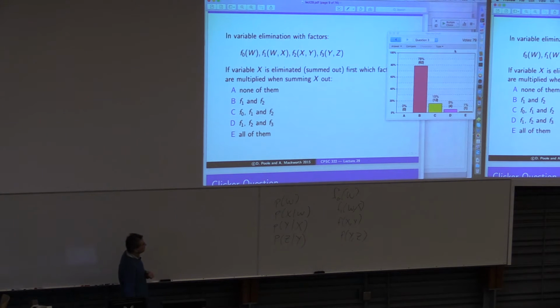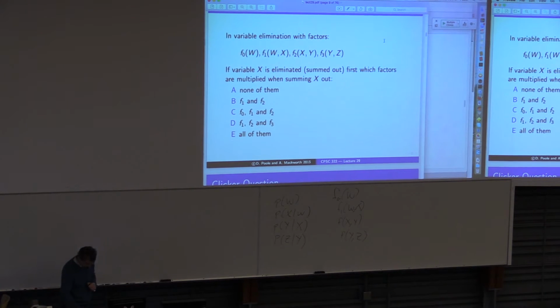F1 and F2, we're going to multiply F1 and F2 together. We're not going to multiply F0. F0 doesn't contain X, so C is wrong. It's only those variables that contain X that we're going to multiply together. Okay.